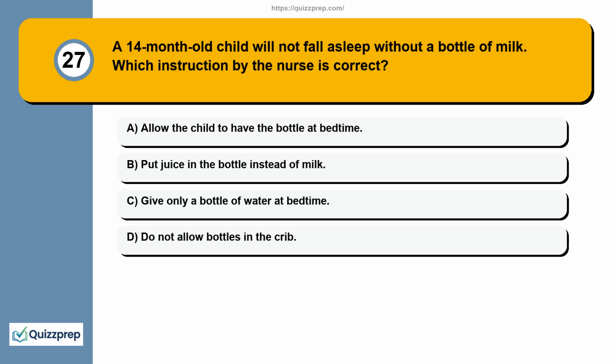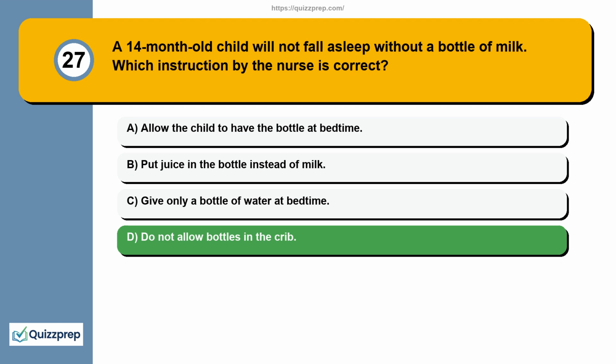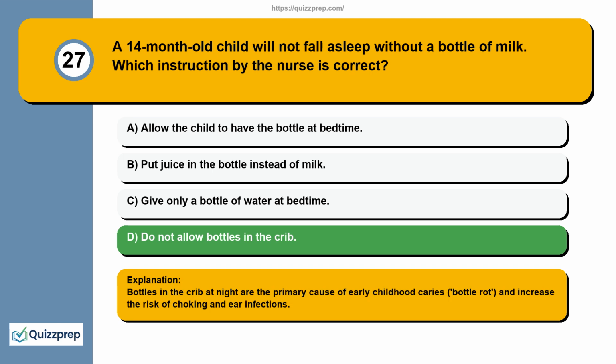Question 27. A 14-month-old child will not fall asleep without a bottle of milk. Which instruction by the nurse is correct? Allow the child to have the bottle at bedtime. Put juice in the bottle instead of milk. Give only a bottle of water at bedtime. Do not allow bottles in the crib. Bottles in the crib at night are the primary cause of early childhood caries, bottle rot, and increase the risk of choking and ear infections.